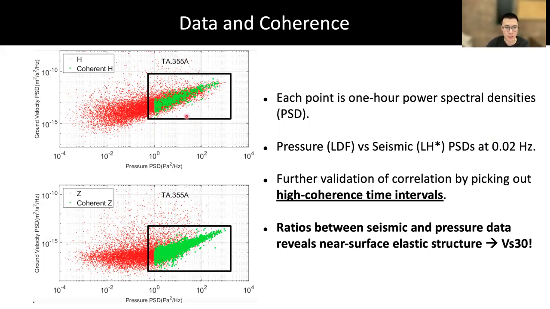And that means at low frequencies, pressure is dominating how the seismic noise changes. Essentially, in a simple sense, the pressure change on the surface is pushing the ground, generating deformation. And we can use the ratios between the seismic data and pressure data to get some ideas of near-surface elastic structure, which in the end gets us Vs30.